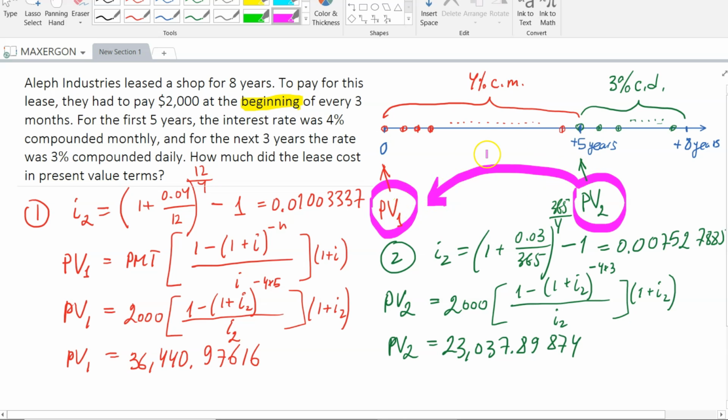Remember, we cannot add amounts which are separated by time because of the time value of money. How do we find present value of present value 2? Look, during that red period, we have 4% compounded monthly as the rate. So now our problem is, we have some amount which is present value 2, 5 years from now, and we need to find present value of that amount, keeping in mind that interest rate is 4% compounded monthly.